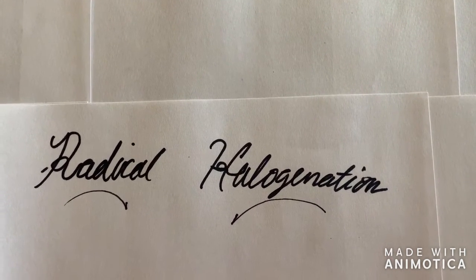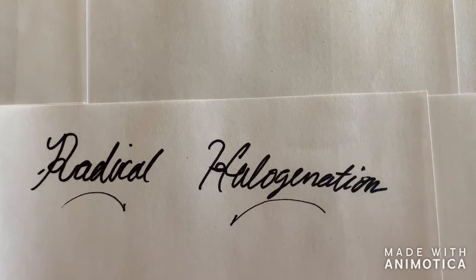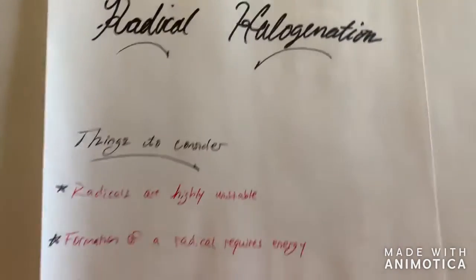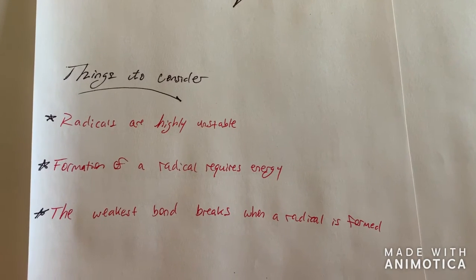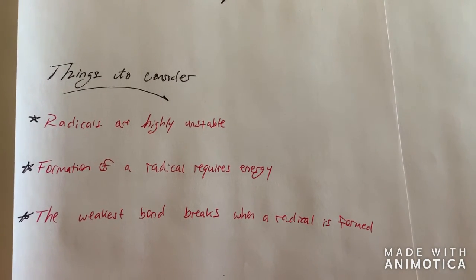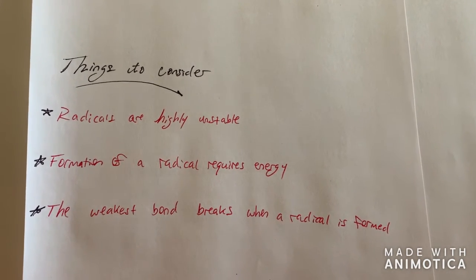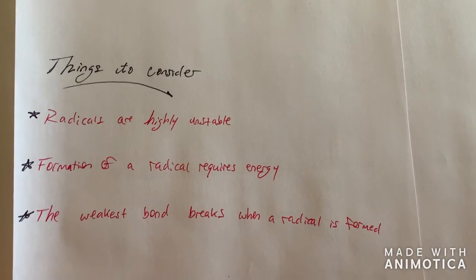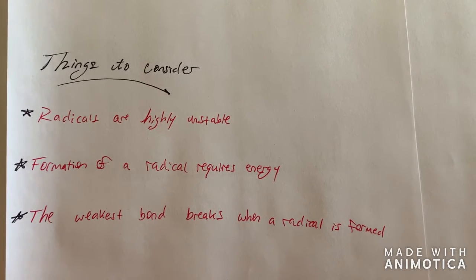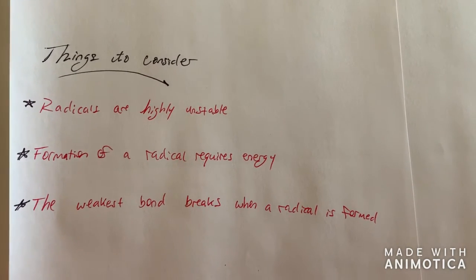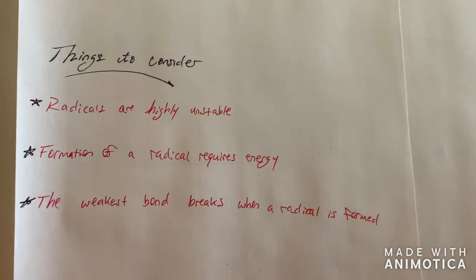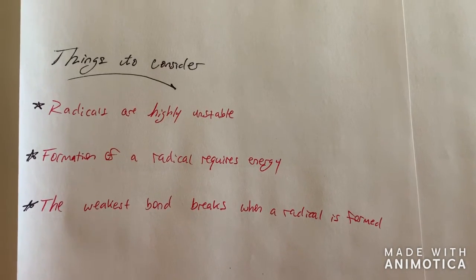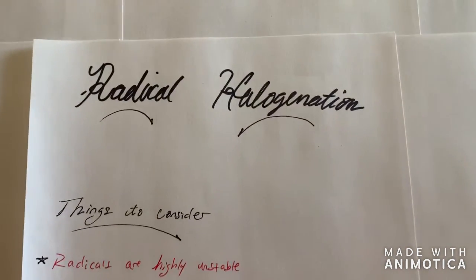On today's video, we're going to be talking about radical halogenation. Some things to consider for this mechanism is that radicals are highly unstable. The formation of a radical requires energy in the form of either sunlight, UV light, or heat energy. And the weakest bond breaks when a radical is formed. And we'll get to that in the mechanisms next.